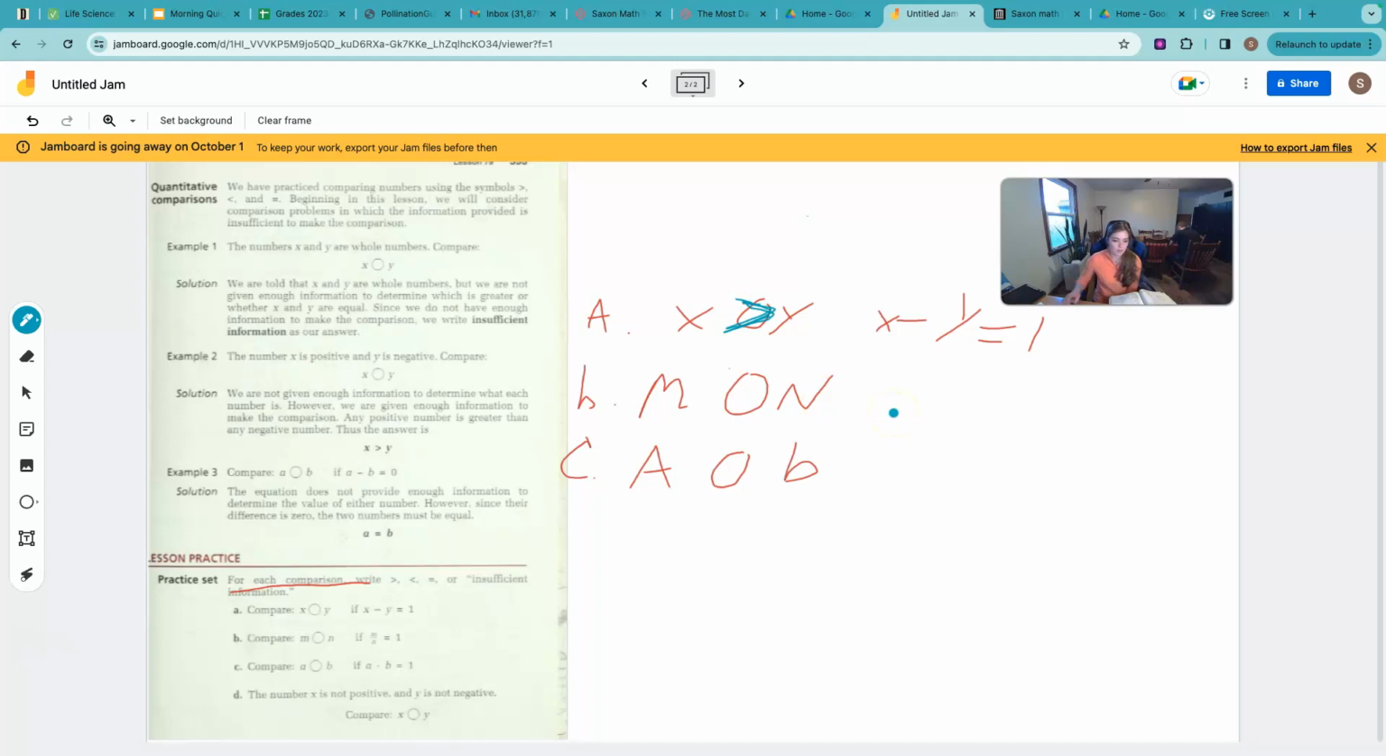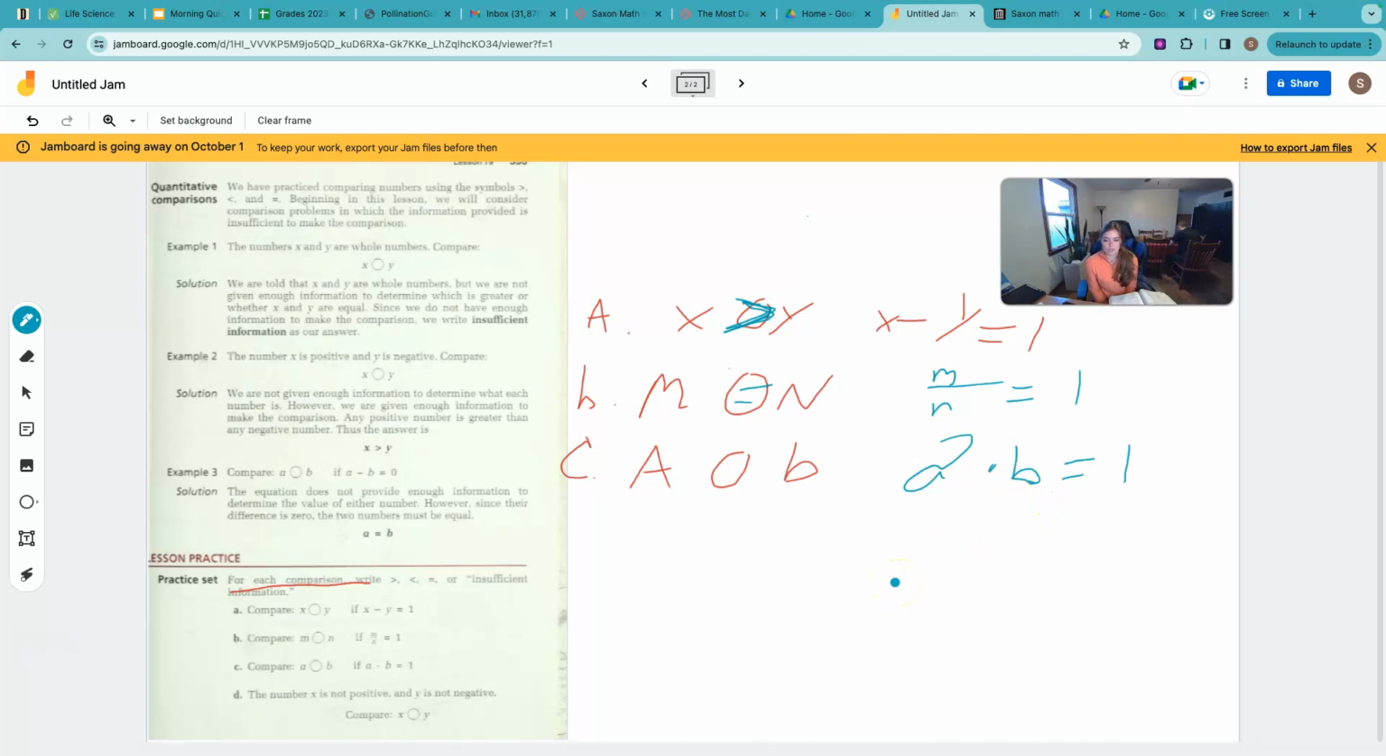Alright, B. B, it says M compared to N if M divided by N equals 1. Well, remember, any number divided by itself will equal 1, right? So if M divided by N equals 1, M and N have to be equal. So that would be equal. Let's take a look at C. A compared to B, if A times B equals 1.